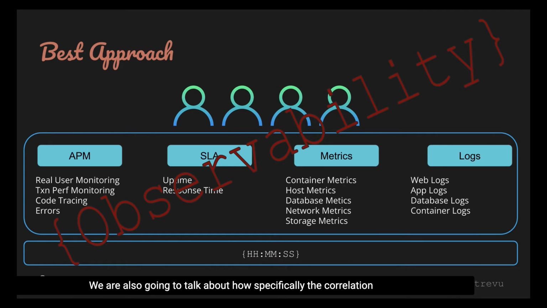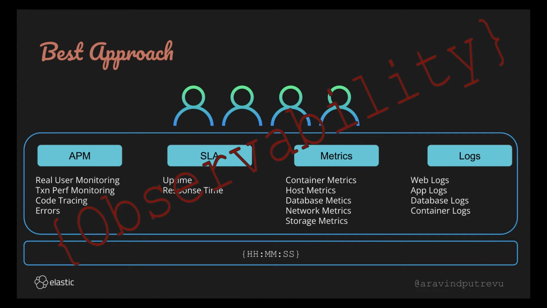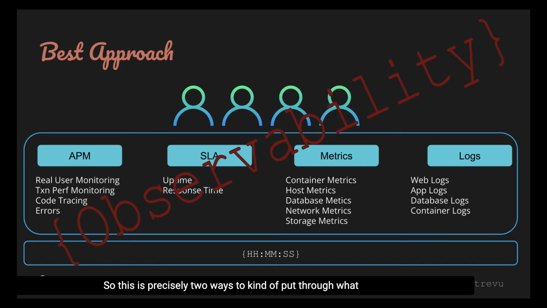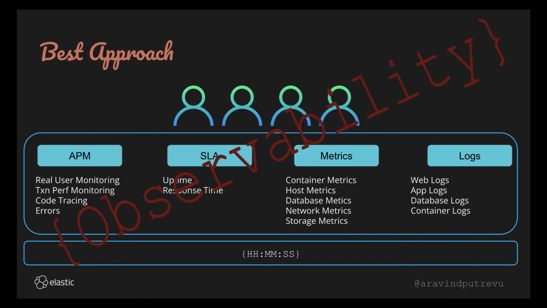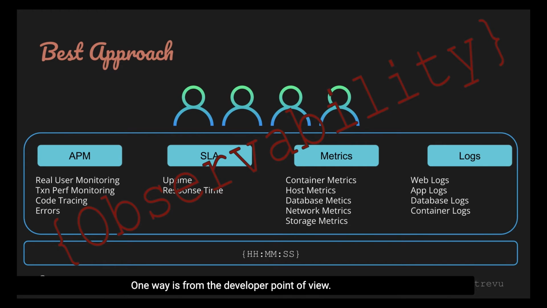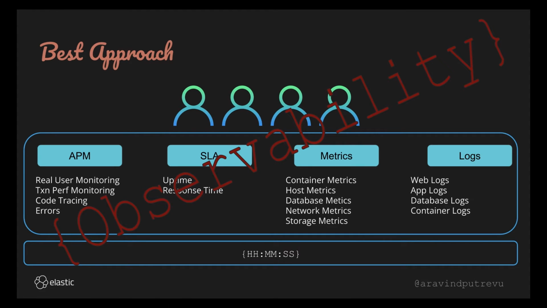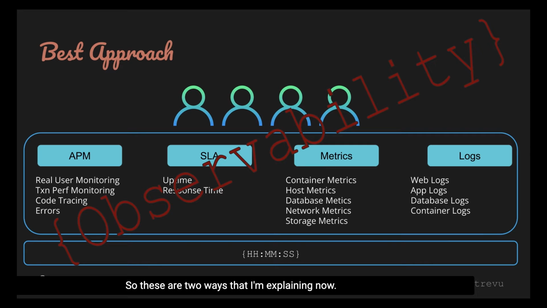So we are also going to talk about correlation, specifically how the correlation would work, and what open source projects we are using to do all of that. So this is precisely two ways I put through what observability is. One way is from the developer point of view, if you are looking to observe what's happening in your internal data infrastructure. Another is how you could unify all of this and correlate it and build something like an observable platform. So these are two ways that I am explaining.